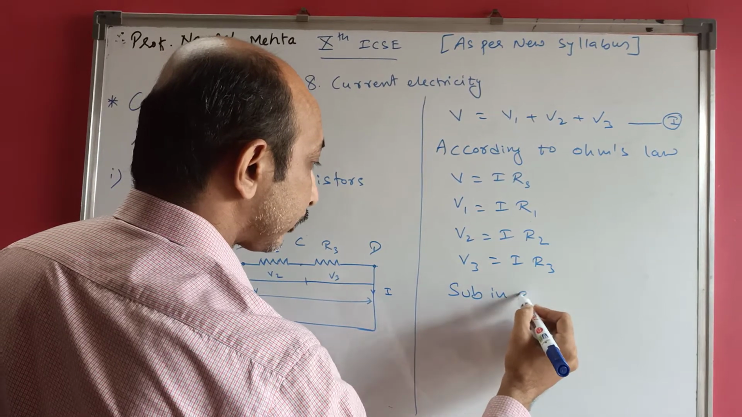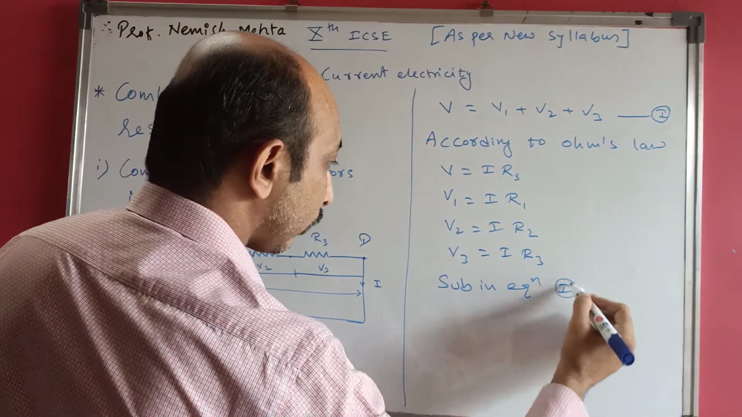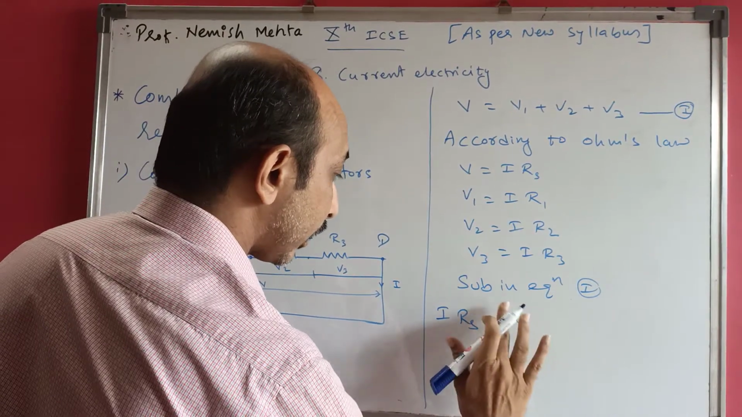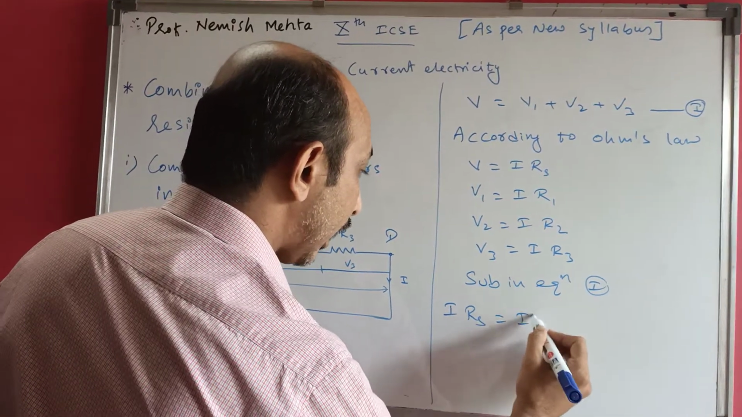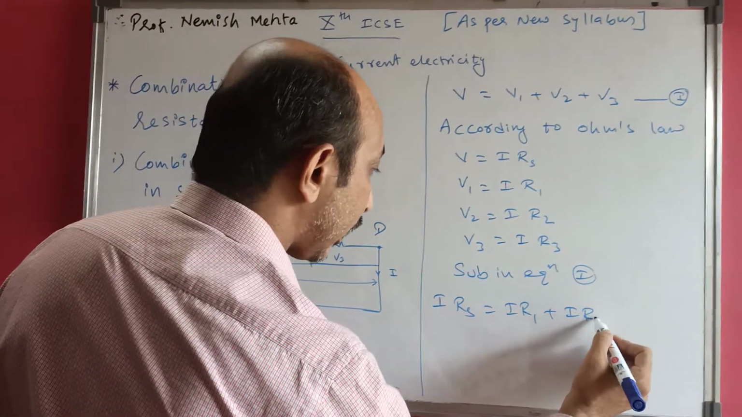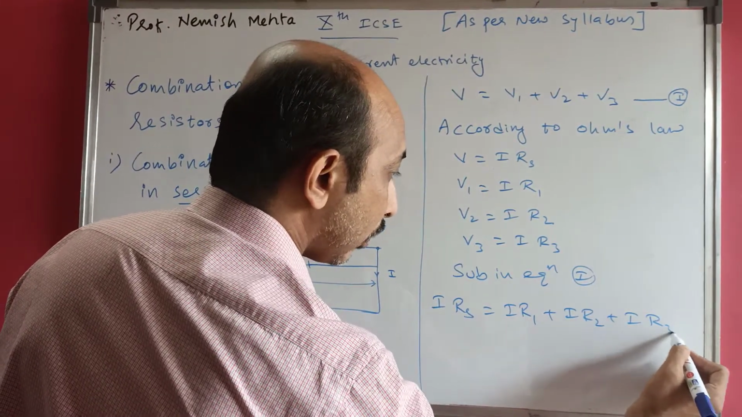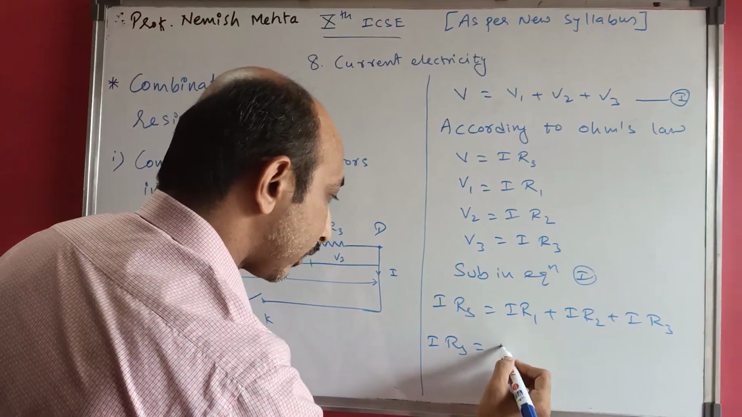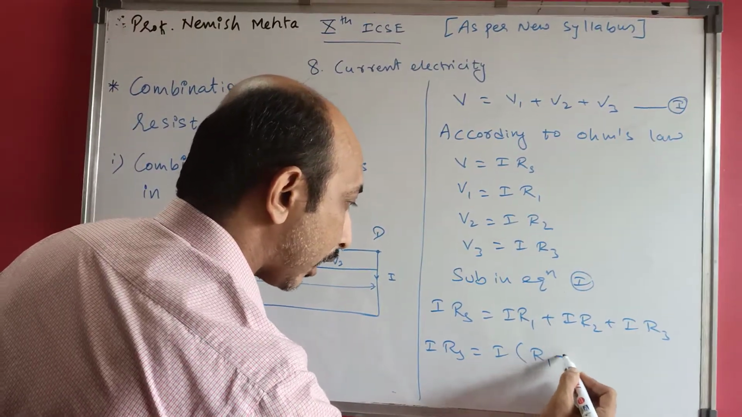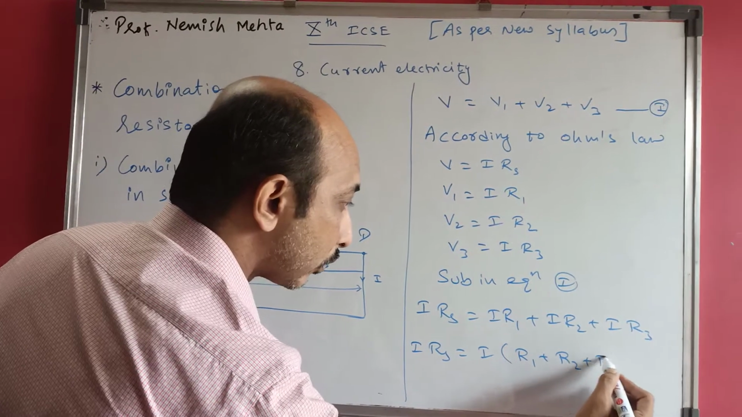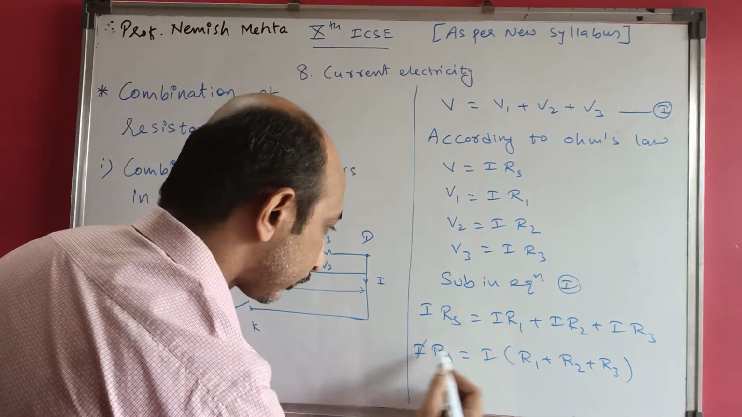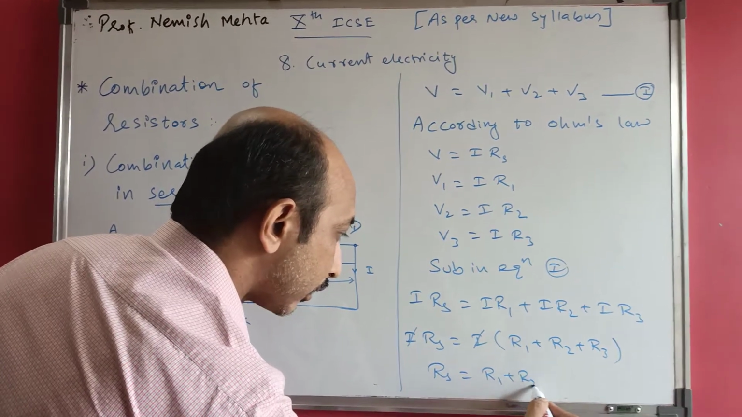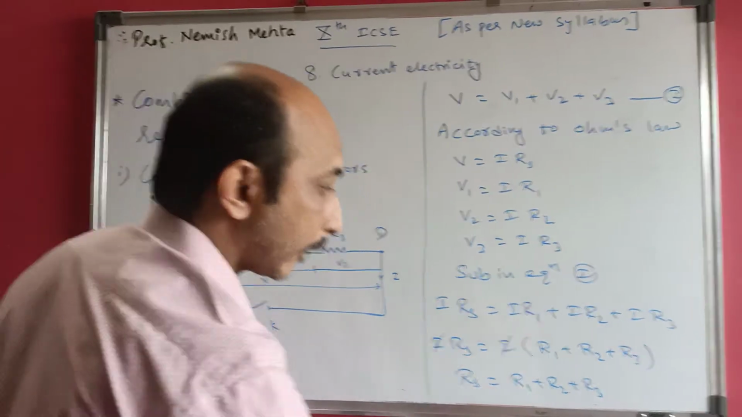Substitute in equation 1. We will get I into Rs is equal to V1, I into R1, V2, I into R2, V3, I into R3. Getting it easier? I common. I into Rs, I take out I common, that will be R1 plus R2 plus R3. So Rs is equal to R1 plus R2 plus R3.